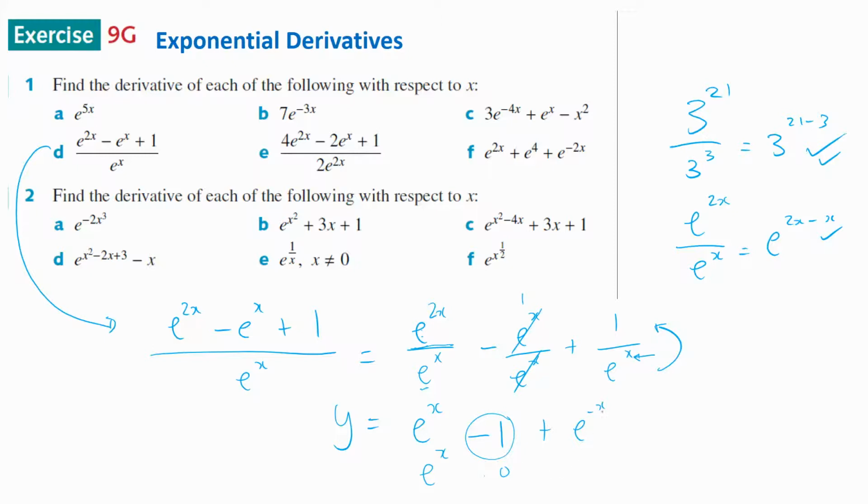And then over here, this is a chain rule problem. Derivative of the inside is negative 1. Derivative of the outside is still itself. Okay? So it actually becomes minus e to the power of negative x. Okay? So that means, therefore, dy dx equals e to the power of x minus e to the power of negative x. Or you can write it as e to the power of x minus 1 on e to the power of x. Okay?